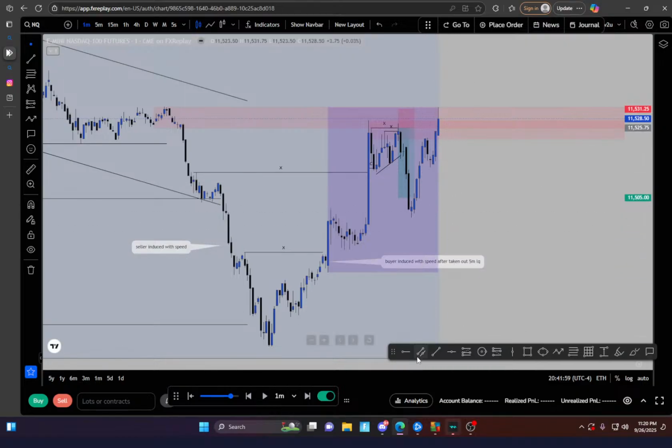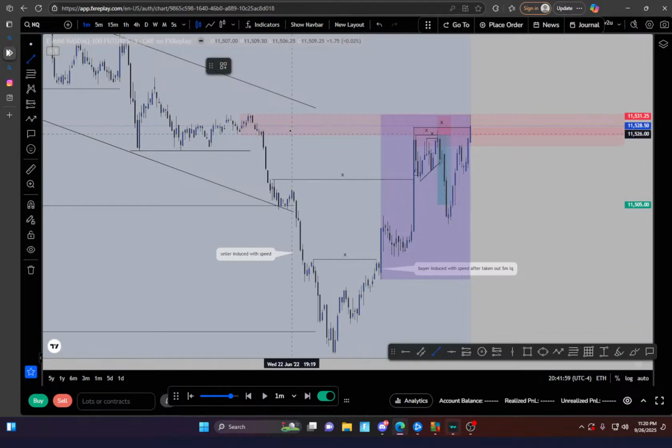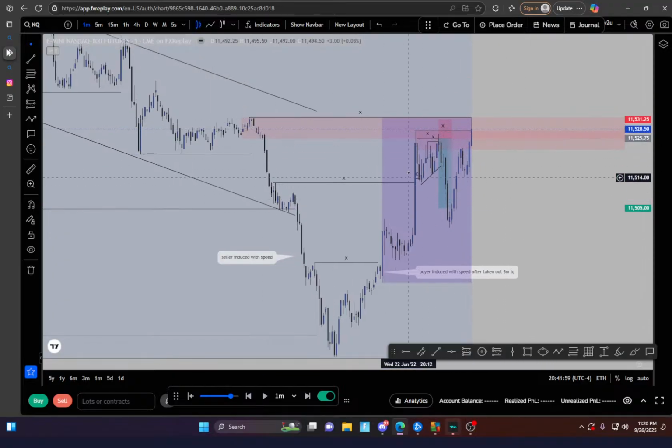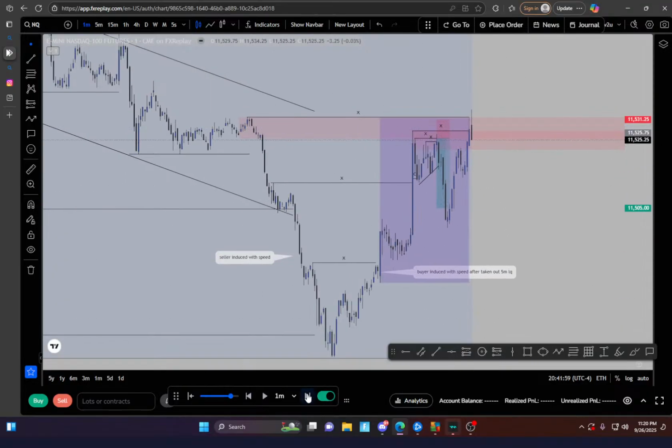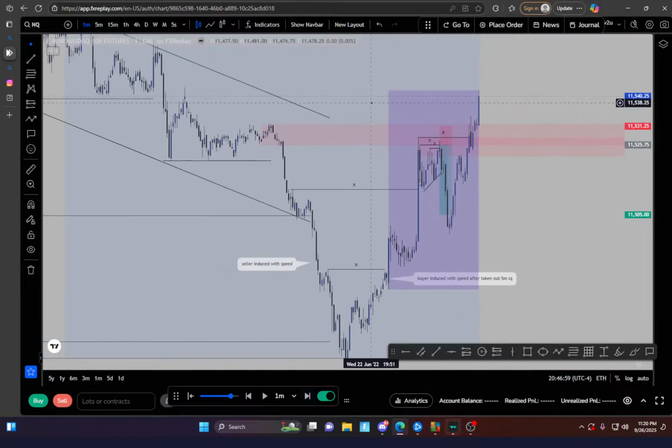Now let me see something right here. Let me just show you how easy this is. How simple this is. Liquidity is taken out right here. The best form of a reaction will probably be possibly at this high, but at the same time we could get a reaction right here. Let me see. Boom, reaction. Okay, cool. We continue.